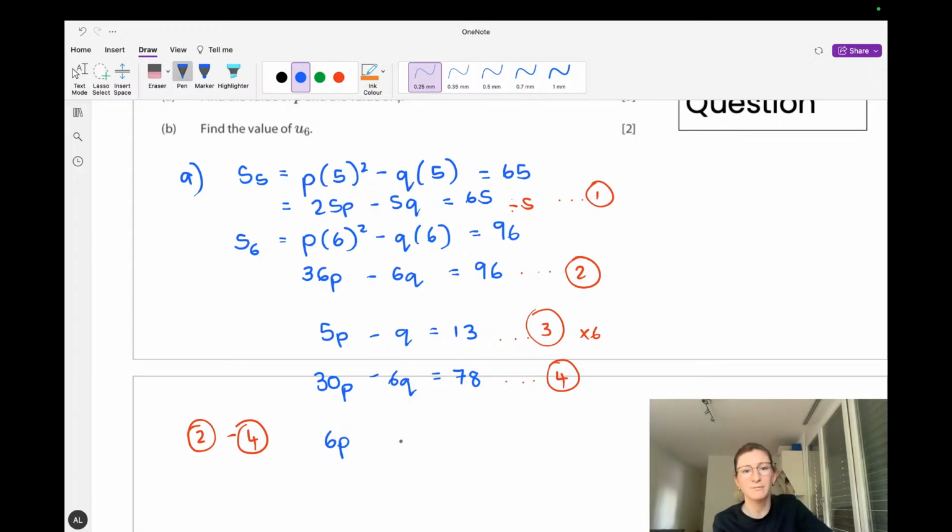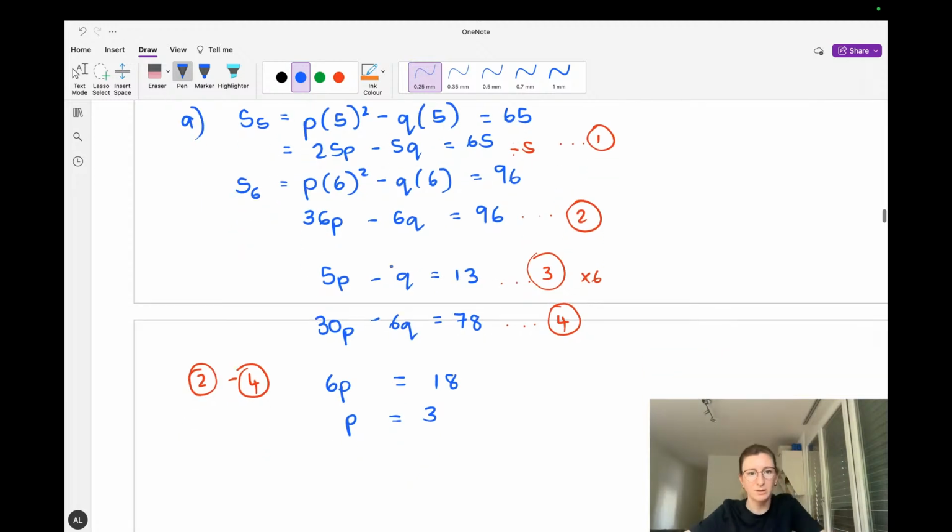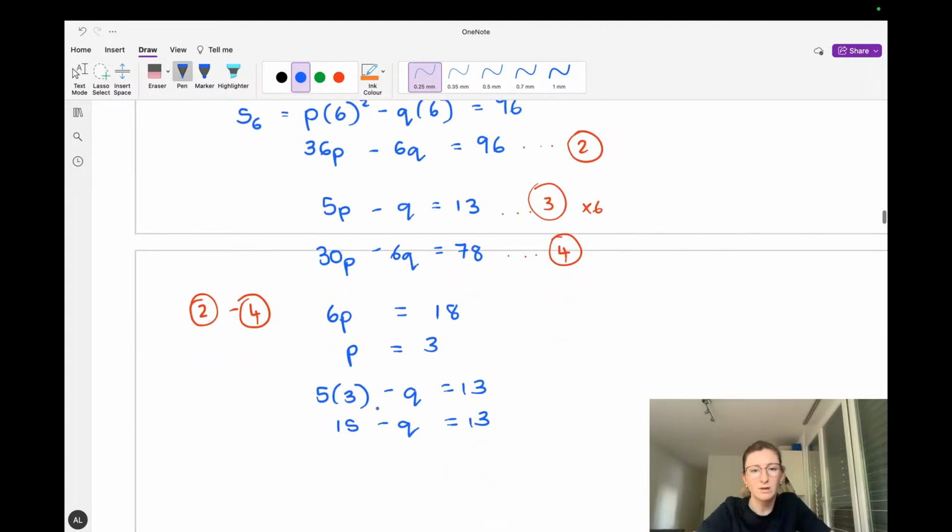These disappear. And 96 minus 78 is 18. Is it? 2 plus 16, yeah, 18. All right, so p equals 3. And let's go and get our q from any equation. I'm going to pick this one. P is 3, so 5 times 3 minus q equals 13. So that's 15 minus q equals 13. Therefore, q equals 2.